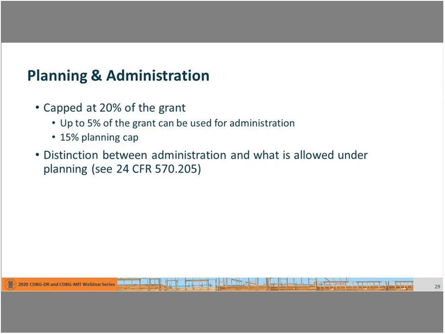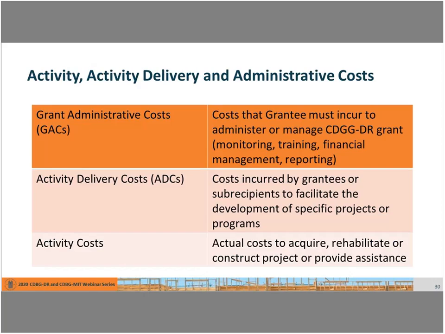It's important also to remember that you're capped at 20% for a combination of planning and admin, but that admin cap is a hard 5%. And the next slide is going to talk about how important it is that you allocate activities appropriately to preserve as much of that precious 5% as possible.